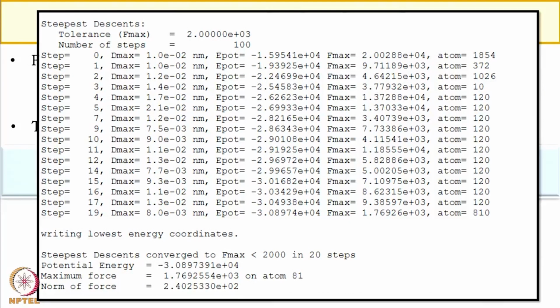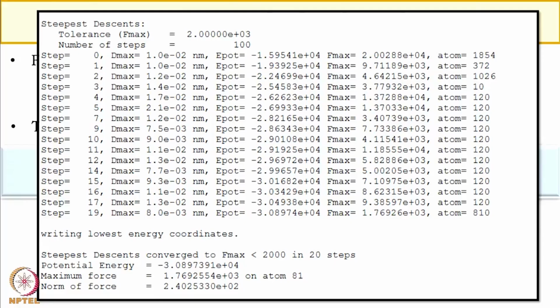So as we can see there, it took 19 steps to perform energy minimization, and at each step it has written the potential energy and the total force on which atom. My final potential energy is minus 3.08 times 10 raised to the power 4 kilojoule per mole. So this is the value. The maximum force is also written to the right. Initially the maximum force was very large. Now finally it has become small. And it is writing the atom number on which the force is the maximum.